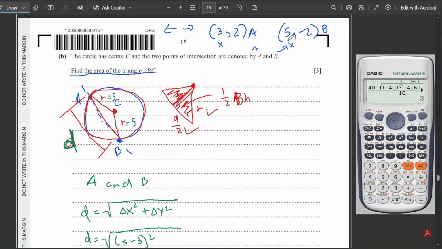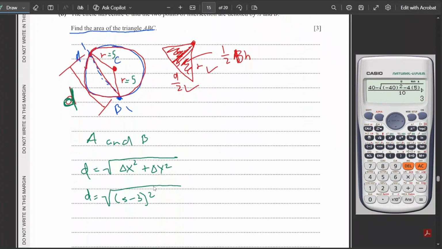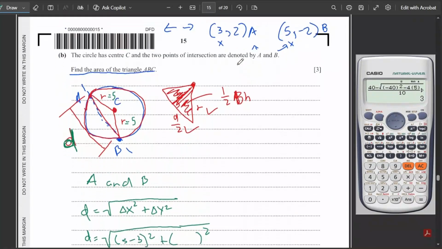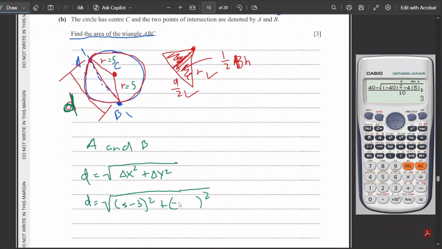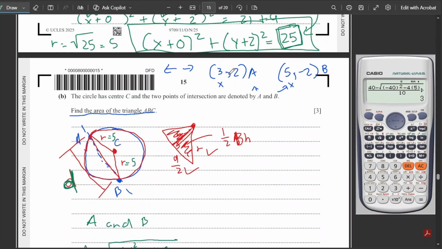So 5 is for point B, 3 is for point A, and then add the square of the change in y, which is minus 2 minus 2. So this right here is a plus 2, but when I do minus 2 minus a plus 2, it's just going to be minus 2, minus 2.